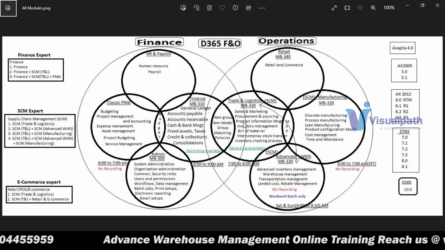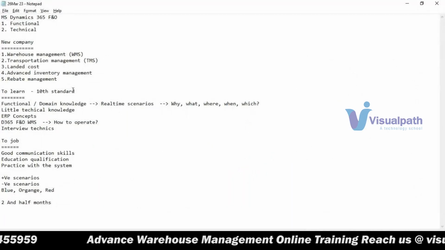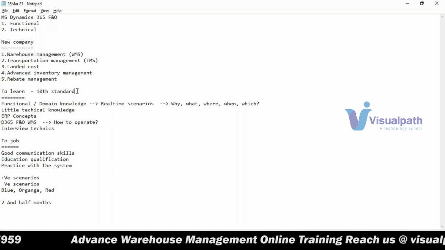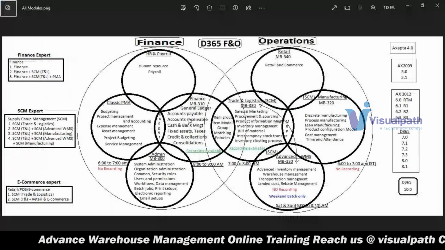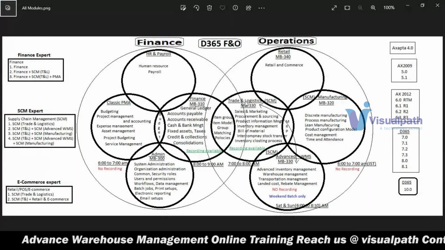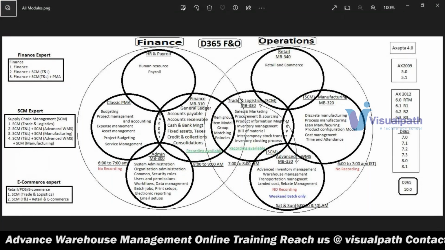For a starter, I don't have any experience in software itself. Would you recommend just the finance section? I saw in your module finance and then trade and logistics. Should I be taking both, or is it combined? I'm not sure.